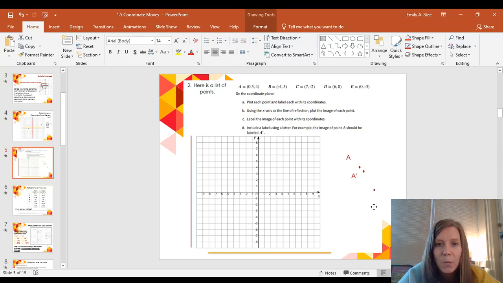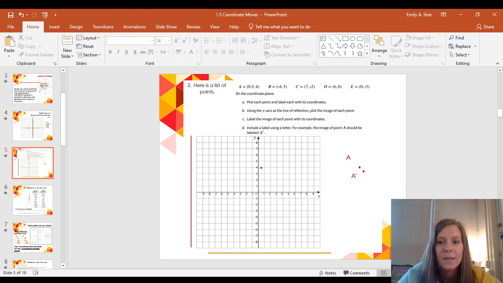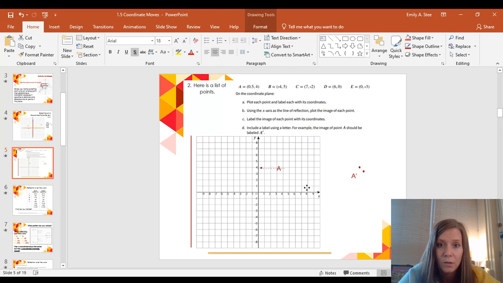So I'm going to take a point, and I'm going to start at the origin, but I'm going to go over 0.5. Now my y tells me if I go up or down. 4 is positive, so I'm going to go up 4. I plotted my point, but it also told me to label the coordinates. So that is A.